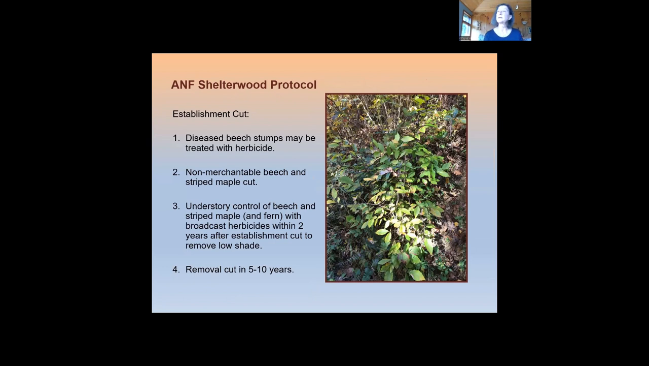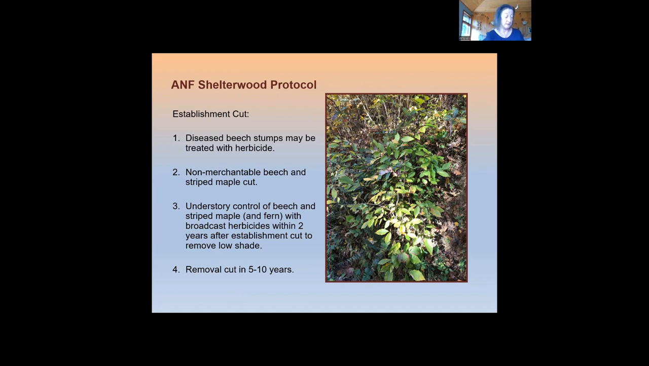So the Allegheny National Forest shelterwood protocol in stands with dense beech understories is to sometimes treat diseased beech stumps during the establishment or seed cut. They're always cut, and sometimes they just are left to sprout back, and other times they do treat the stumps with herbicide. We also fell non-merchantable beech and striped maple between 2.5 and 12.5 centimeters. And then typically up to 2 years later after the harvest, a broadcast understory application is conducted following seedbed germination.